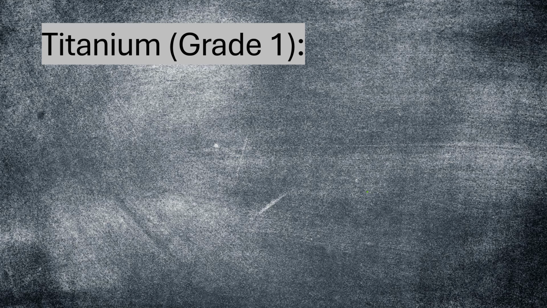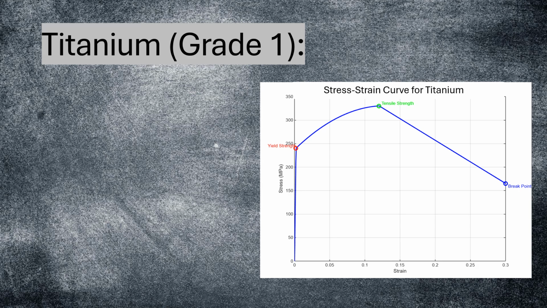For our second metal, we're doing grade 1 titanium. This is the stress strain curve for titanium.